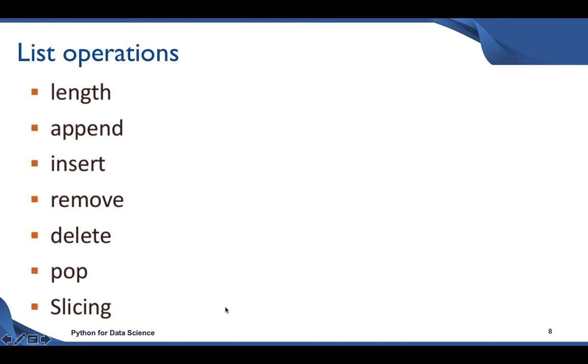Okay. Now we come across the list operations. There are various operations which are provided to us by default, which can only operate on lists. These are some of the operations. First is the length, where we calculate how many elements are present in the list. Then there are append, insert, remove, delete, pop, and then we'll go for slicing. We'll see these one by one.